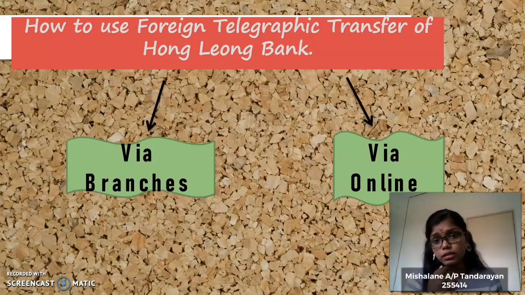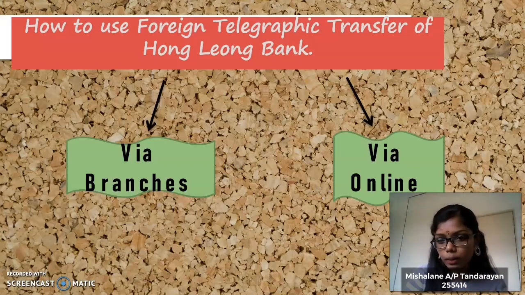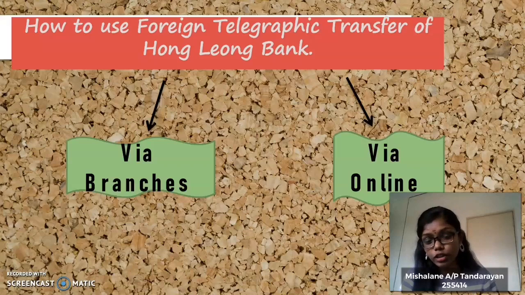How can we use foreign telegraph transfer of Hong Leong Bank? There are two ways, which is via branch, which is the traditional method, where we have to go to the branch and perform it. Or for now, it's a modern era and everything is going online, so we can use it via online too.